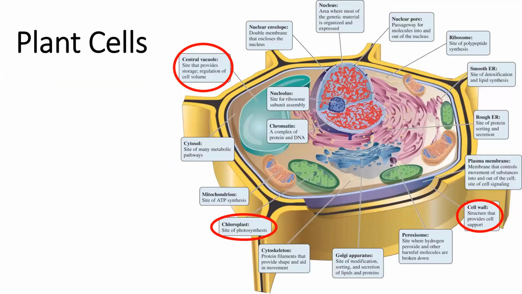Plant cells, the difference, they are circled in red. You can see there's a central vacuole, which helps to control water. There's a chloroplast, which is the site of photosynthesis. And you have the cell wall, which provides additional structural support for the cell. Okay, and we're going to talk about these structures individually. Okay, animal cells, plant cells.